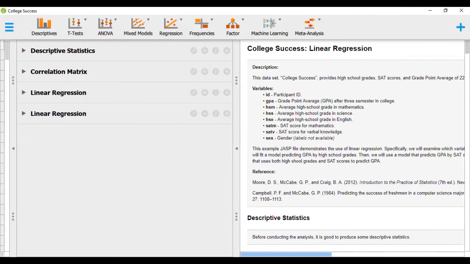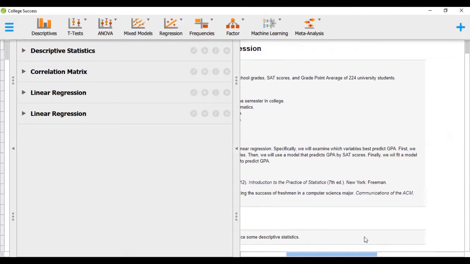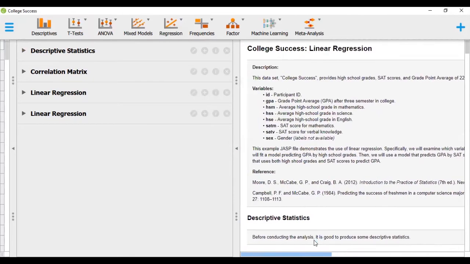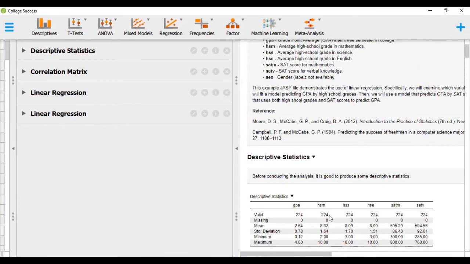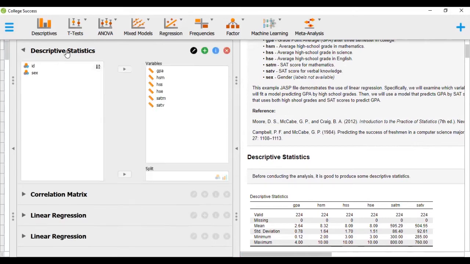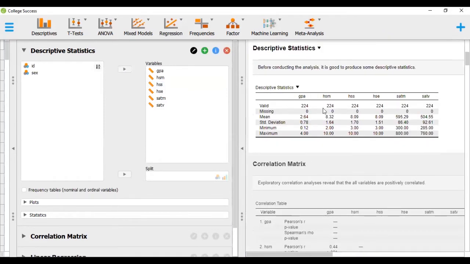First, we will fit a model predicting GPA by high school scores, and then we'll also fit a model that uses both the high school scores and the SAT scores to predict GPA. So first, we are going to look at just how the high school scores affect it, and then we'll look at how SAT scores also predict one's GPA. So you may look at the descriptive statistics, and it gives us the mean, the standard deviation, minimum for all. Since these are continuous variables, it qualifies for us to use what we have done.